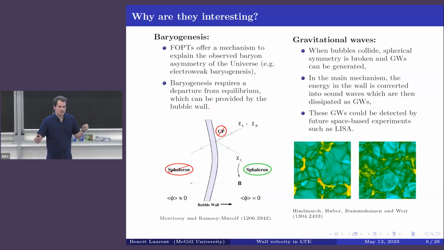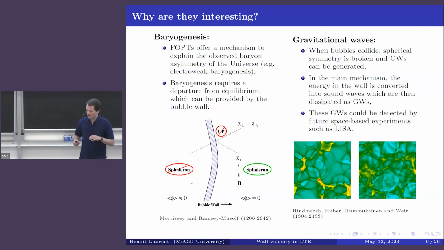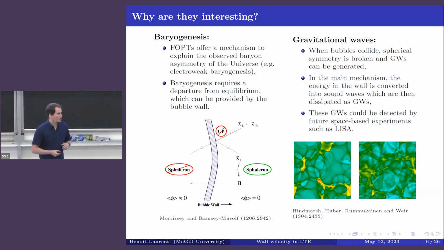So basically, when the bubbles collide with one another, they create sound waves in the plasma. And these sound waves, when they dissipate, will create gravitational waves that we can hope to observe in not too long. Actually, in 10 years, there will be the space-based experiment, LISA, that is supposed to be launched. And this is the first one with which we can actually hope to see these gravitational waves. So this is very exciting. And because of that, there has been a lot of research done towards the gravitational waves produced during this phase transition.